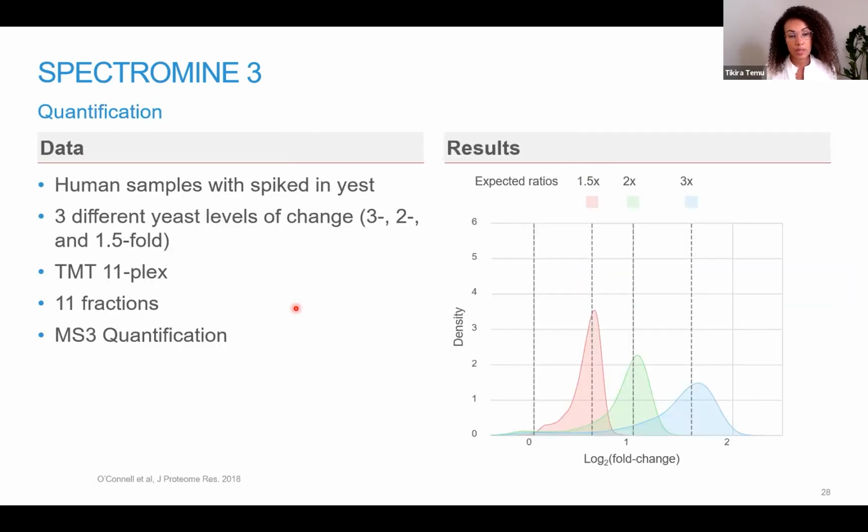And when we look at the quantification accuracy, we have a data set of a human background sample where yeast is spiked in at 3 different levels. So at 3-fold, 2-fold, and 1.5-fold. It's a TMT 11-plex experiment with 11 fractions and MS3 quantification. And what we can see on the right-hand side are the expected values in dashed lines, and that all the quantification values nicely peak around these expected values.